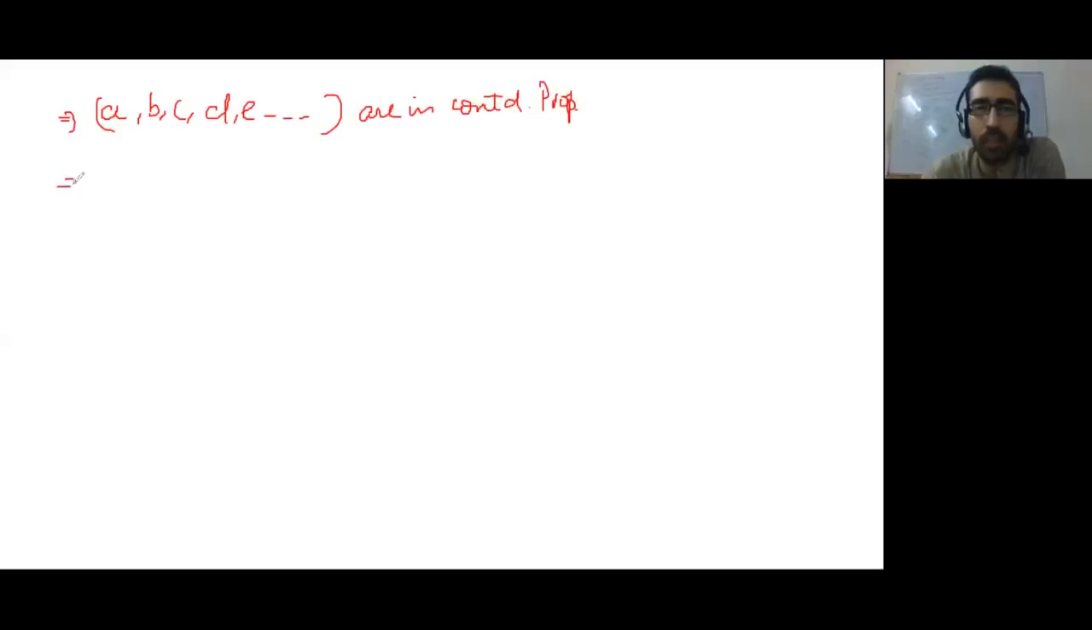This essentially means A by B is going to be equal to B by C, is going to be equal to C by D, is going to be equal to E by F or E by whatever, and so on. That is what this ratio is going to be. This is what continued proportion essentially means.